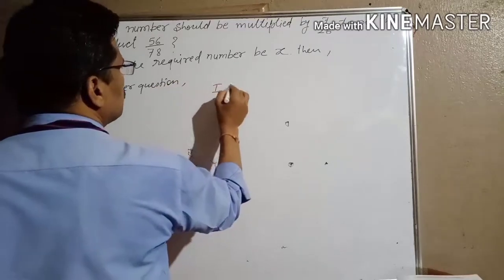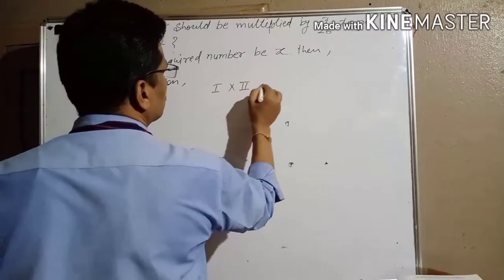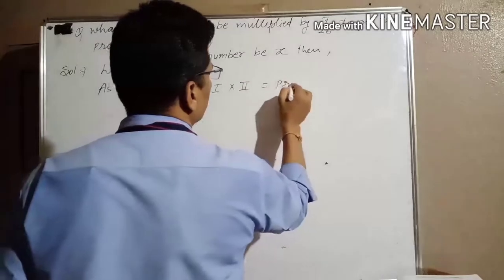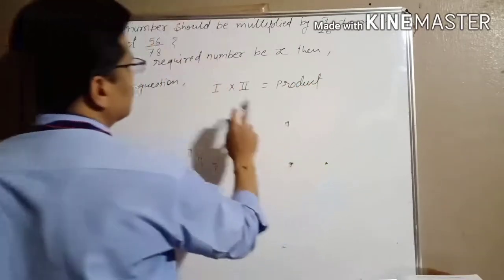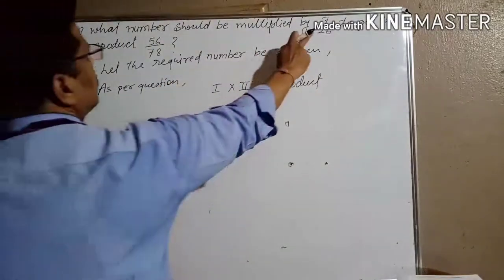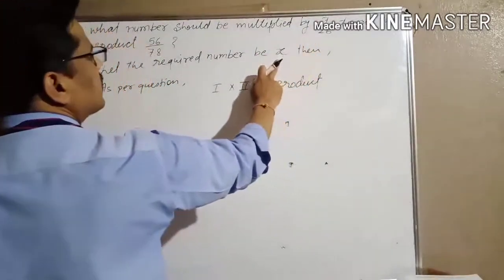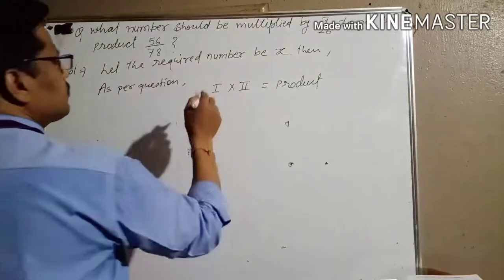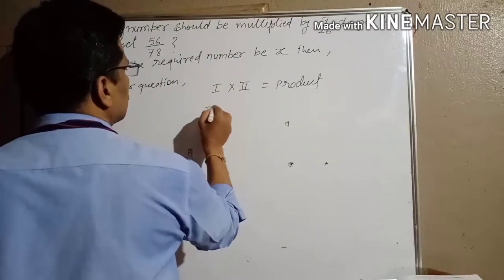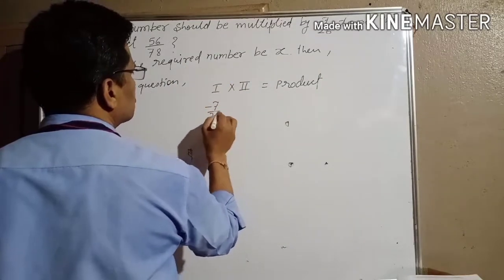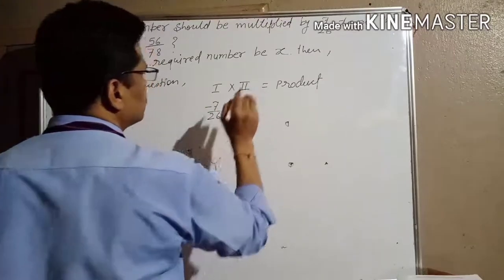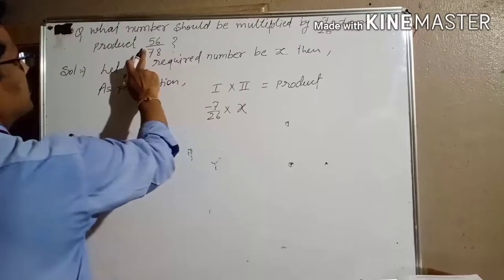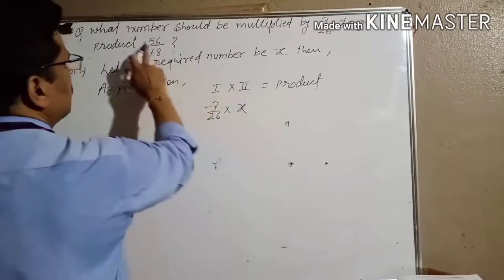First number multiplied by second number. When you multiply two numbers, their answer is called a product. Here also we have two numbers. One number is given and the second number we suppose is x. We can write first number minus 7 upon 26. If this number is multiplied by x, we will get the product 56 upon 78. Product is 56 upon 78.